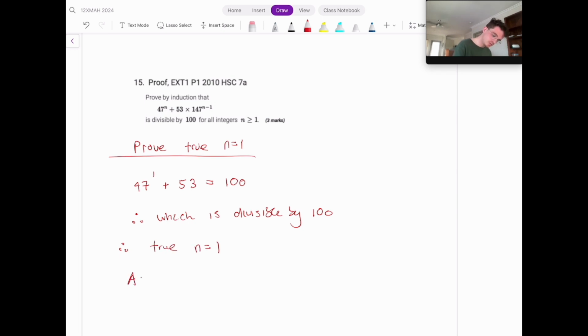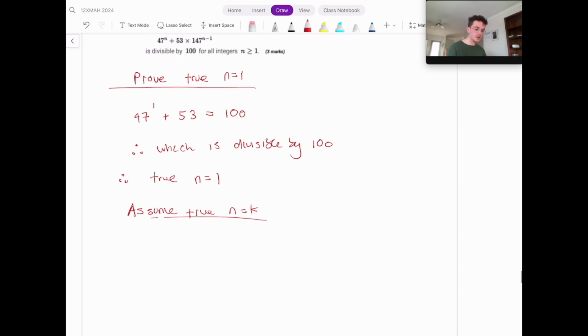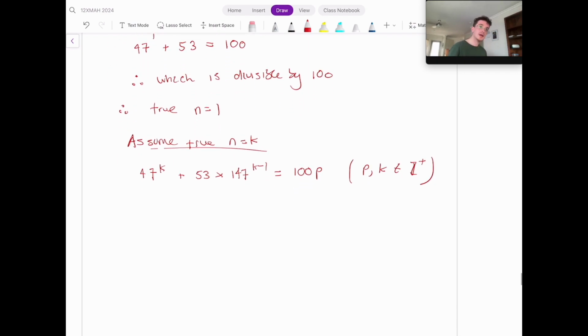The next step, we're going to assume true for n equals k. So we've got 47 to the power of k plus 53 times 147 to the k minus 1. And we're going to say it's equal to 100p, where p is some sort of integer. So we've got p and k are some positive integers. The next step, obviously, is going to be proving true for n is k plus 1. So prove true for n equals k plus 1.